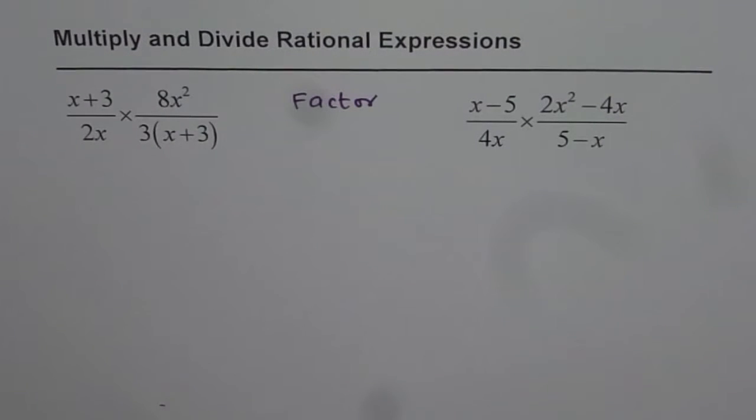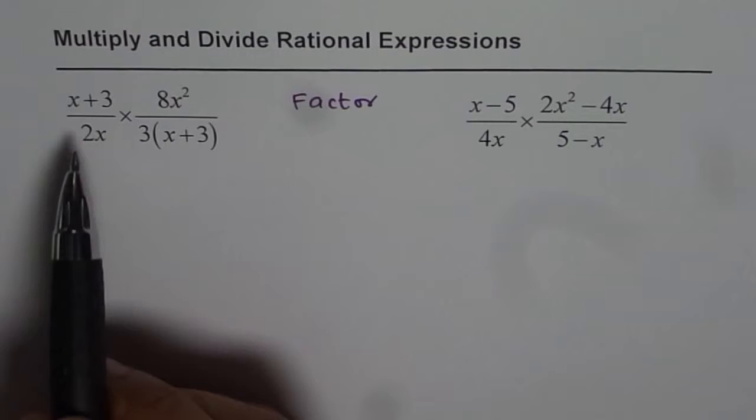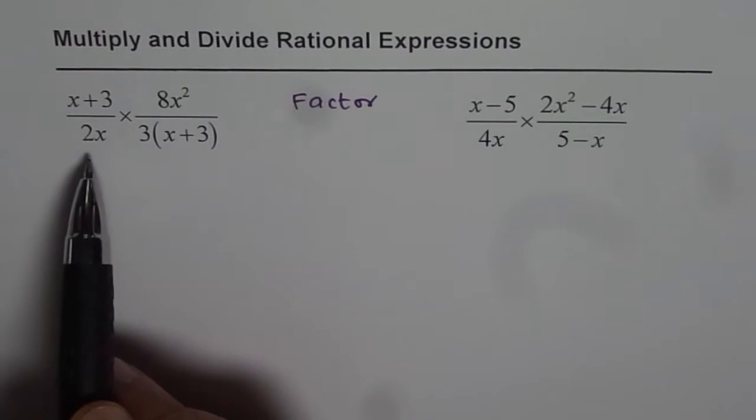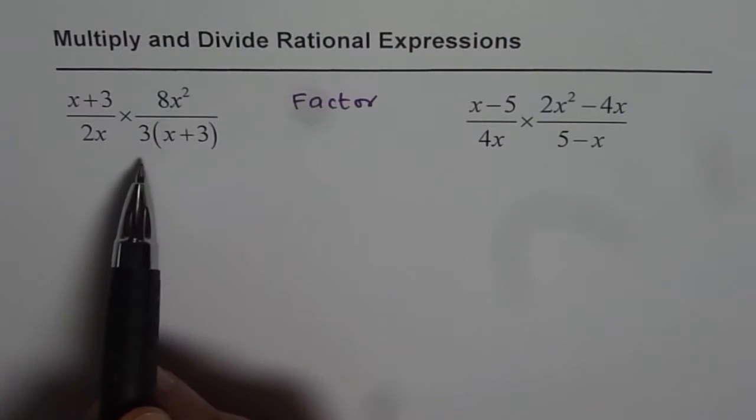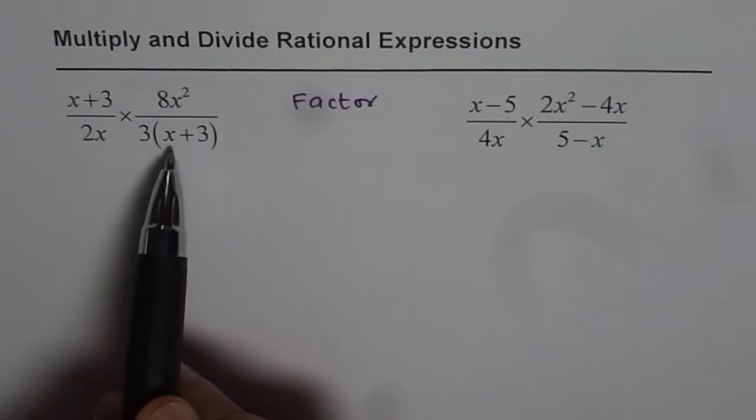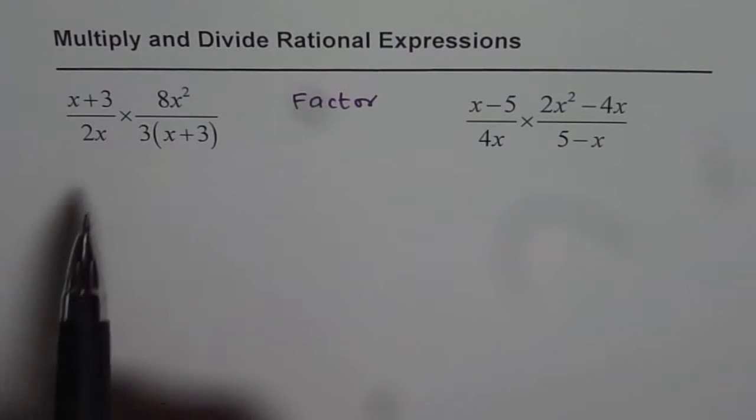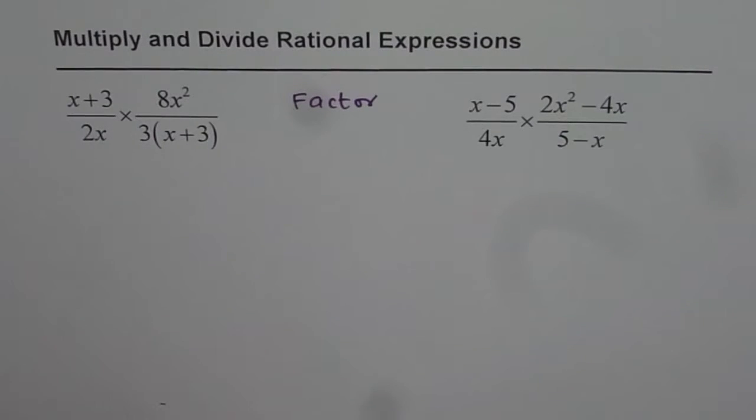With the help of these two examples, we will understand how to do multiplication of rational expressions. Following videos will cover division of rational expressions. The first one is (x plus 3) divided by 2x, times 8x squared divided by 3 times (x plus 3). When you multiply the terms, it is better to simplify first and then multiply.